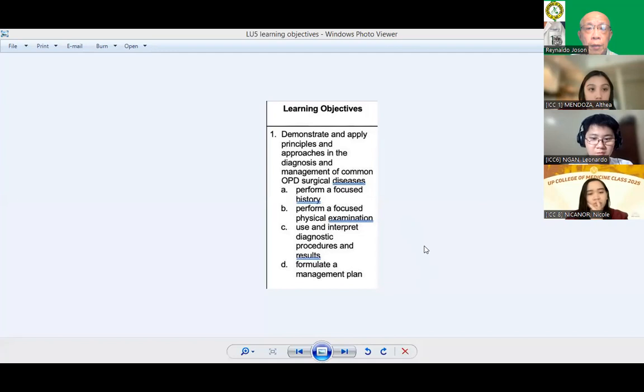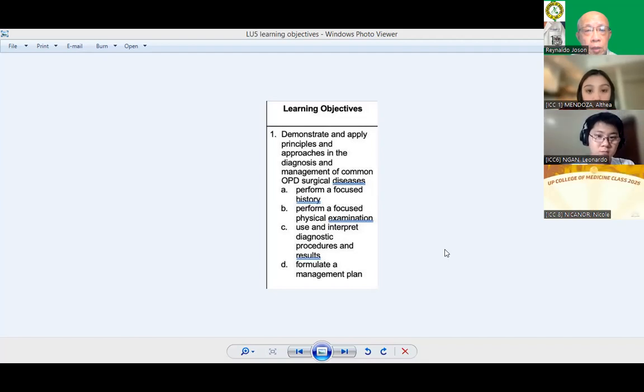Can you see my shared screen, learning objectives? Yes po, sir. Demonstrate and apply principles and approaches in the diagnosis and management of common OPD surgical diseases. So for today, we'll be tackling the breast patient.